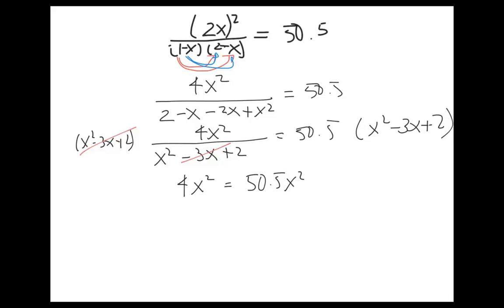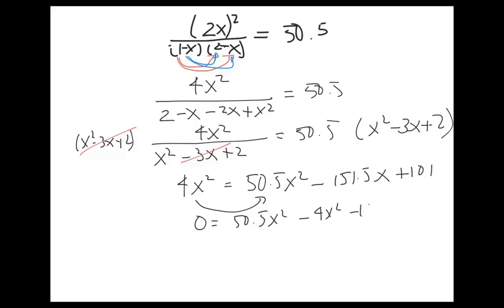Then we multiply 50.5 times minus 3x. This will be equal to minus 151.5x, and 50.5 times 2 will be equal to plus 101. Then we're going to take this value and put it with all this equation and leave this equal to 0. So this will be equal to 50.5 x squared minus 4x squared minus 151.5x plus 101.